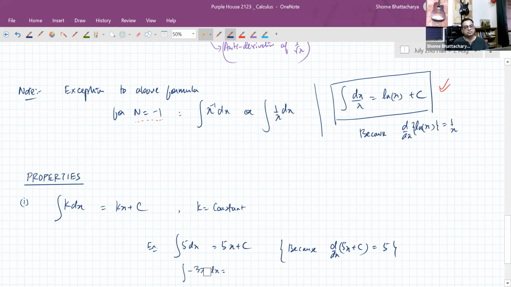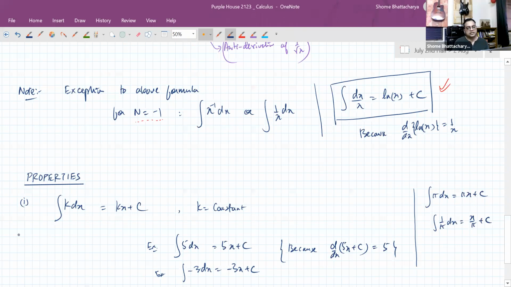Minus 3 dx. So this will just be minus 3x plus C. Or if it is even an irrational number like pi dx, this will just be pi x plus C. Or if it's 1 by pi dx, it will be x by pi plus C. So that is the first property.